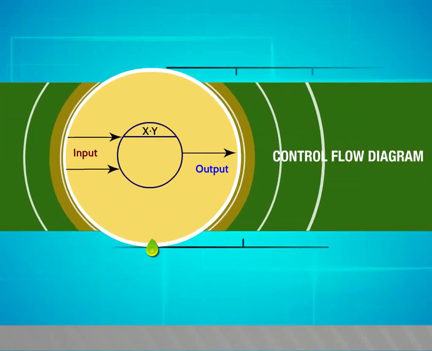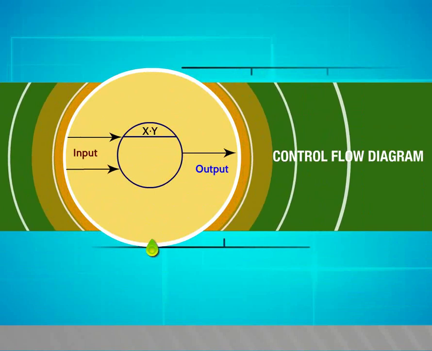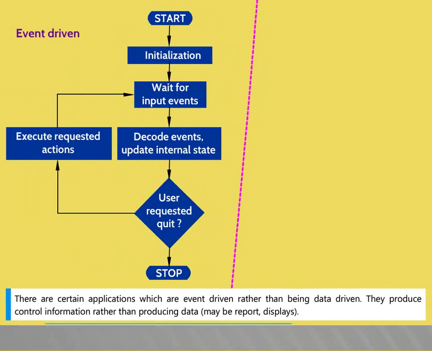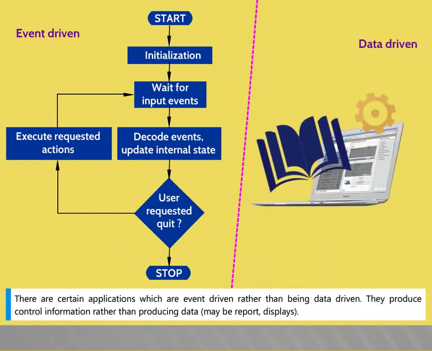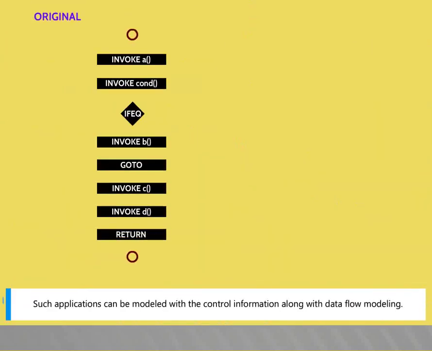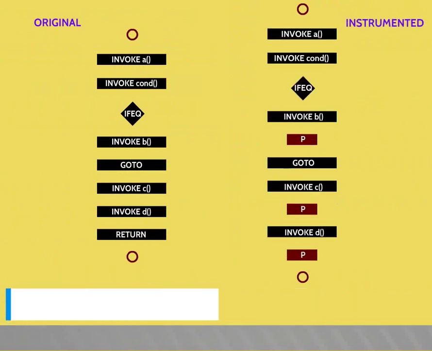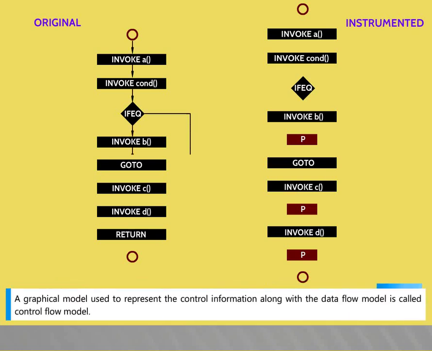Control flow diagram. In this video, we are going to see about control flow diagram. There are certain applications which are event-driven rather than being data-driven. They produce control information rather than producing data, maybe report displays. Such applications can be modeled with control information along with data flow modeling. A graphical model used to represent the control information along with the data flow model is called control flow model.